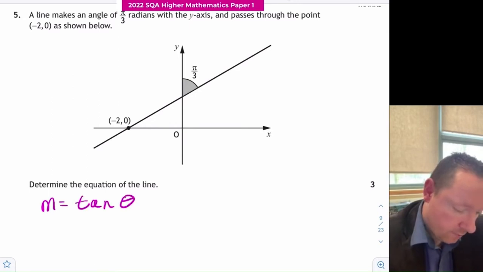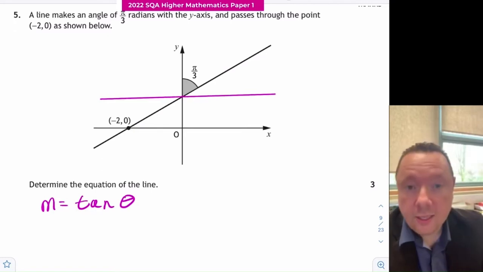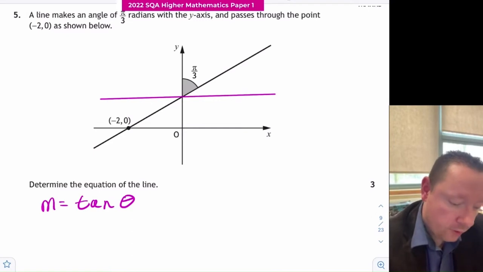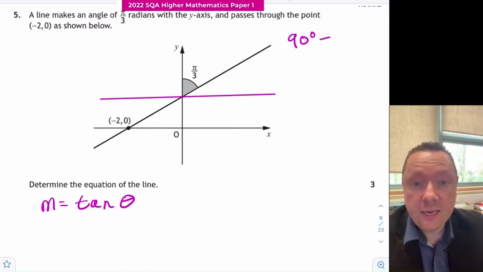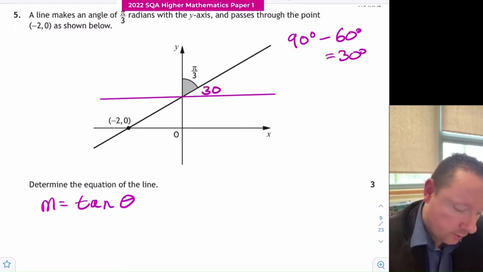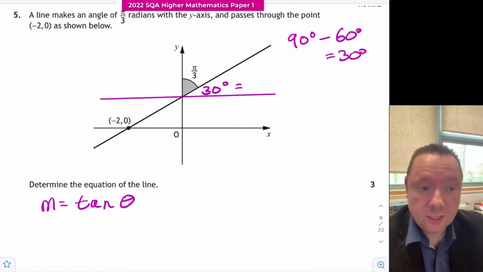But our theta, remember, is not pi over 6 in this case. If I draw a line here, we need to take away from 90, or pi over 2. So a little bit of work if you need to at the side. We've got 90 degrees minus, well, pi over 3 is 180 divided by 3, which is 60 degrees. That leaves 30 degrees, which is in here. Or thinking of that in terms of radians, that's pi over 6.